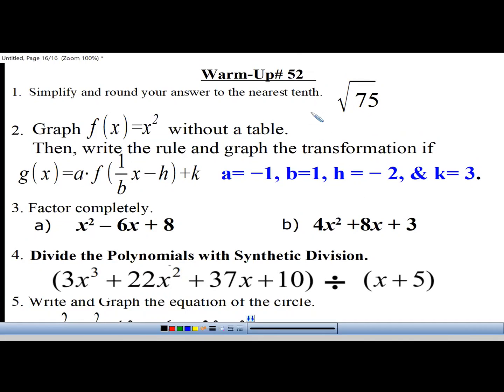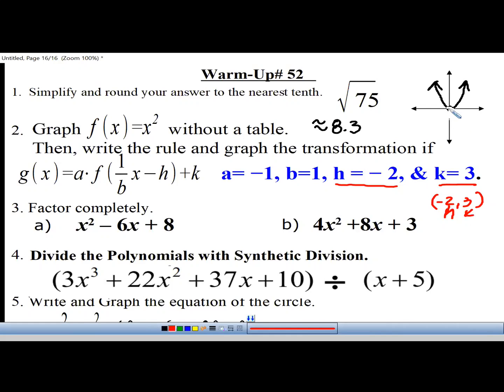Number 1, you should have gotten approximately 8.3. Number 2, if we graph without a table, here's my coordinate plane. My parabola, we know the vertex is at 0, 0. And according to the transformations given, we know that h is -2, k is 3, and what do we know? That our new vertex is at what? -2, 3. That's h and k.